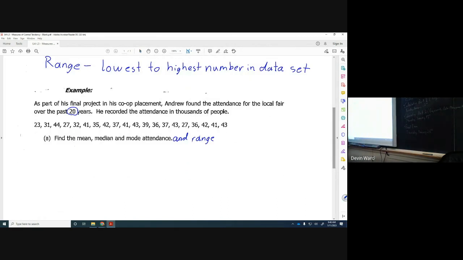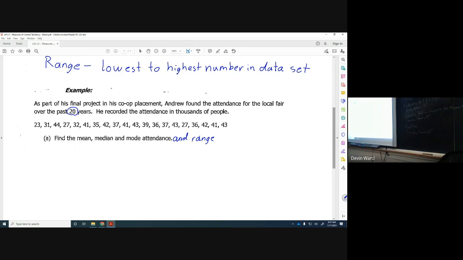So these are the attendances at the local fair over the last 20 years. We have 23, 31, 44, 27, 32, 41, 35, all the way down to 43. Are these numbers in order from least to greatest? No, so what I have to do is rewrite them, okay? I'm going to rewrite them first, and then I can add them up after that.